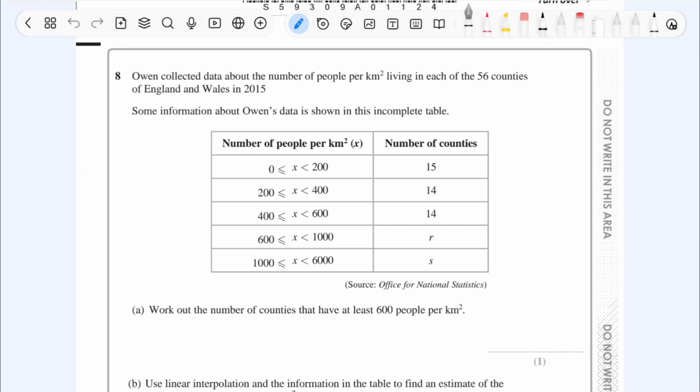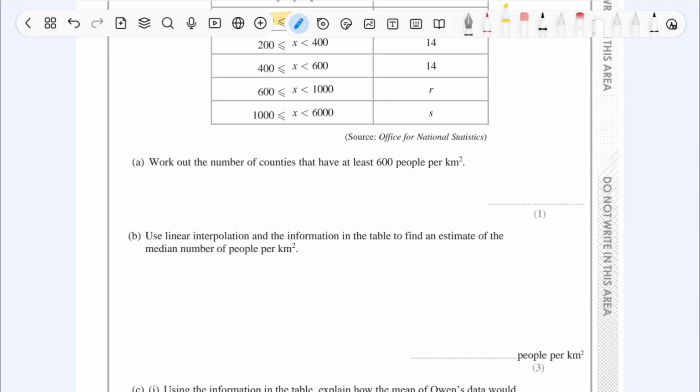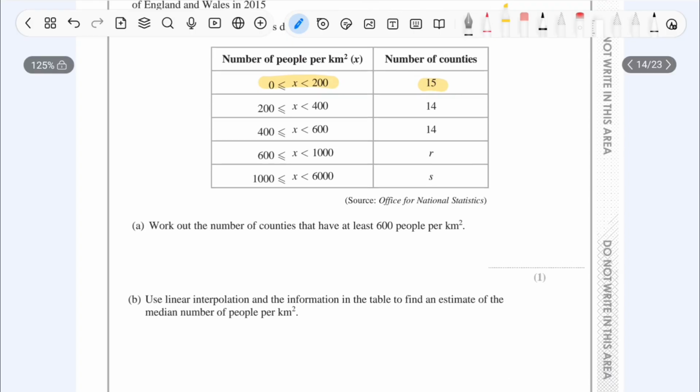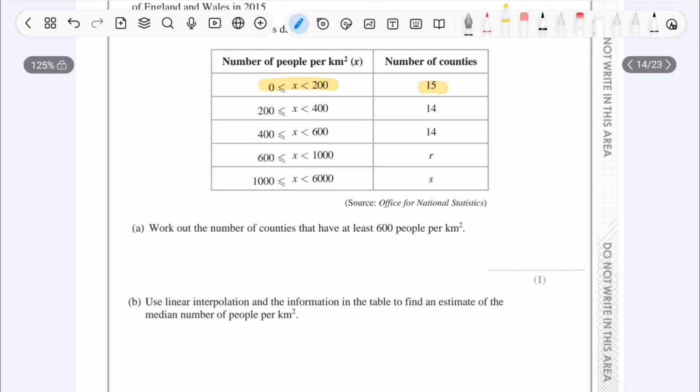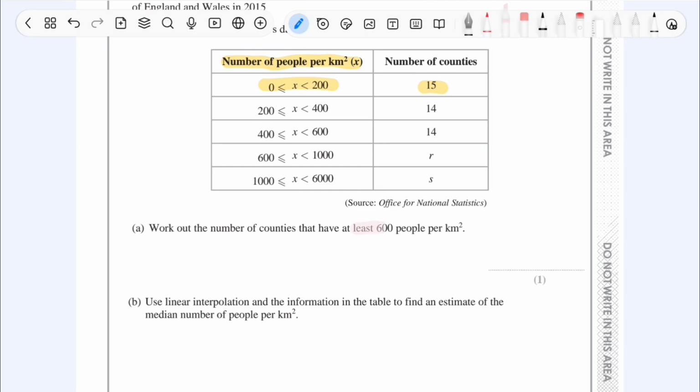Owen collected data about the number of people per kilometre squared living in each of the 56 counties of England and Wales in 2015. Some information about Owen's data is shown in this incomplete table. So this is a grouped frequency table, as we have our class intervals here and our corresponding frequencies here. The number of counties that have at least 600 people per kilometre squared. Now we just need to use the number of people's column, which is this one here, and we need to find where it's greater than or equal to 600 because of the at least 600. At least 600 means 600 inclusive.